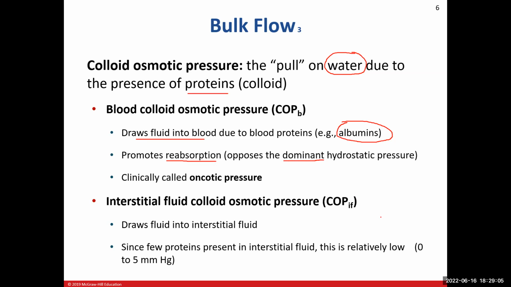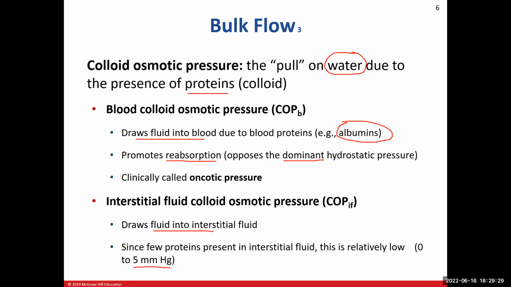Now, this is basically telling us that the proteins in the interstitial fluid are going to have an attractive force on water. So they're going to try to pull fluid into the interstitial fluid. This is a very low value, roughly about 5 millimeters of mercury at the most. It can range anywhere from 0 to 5 millimeters of mercury.